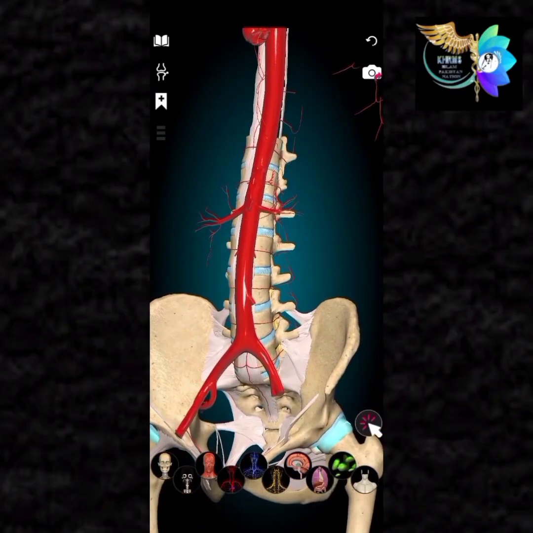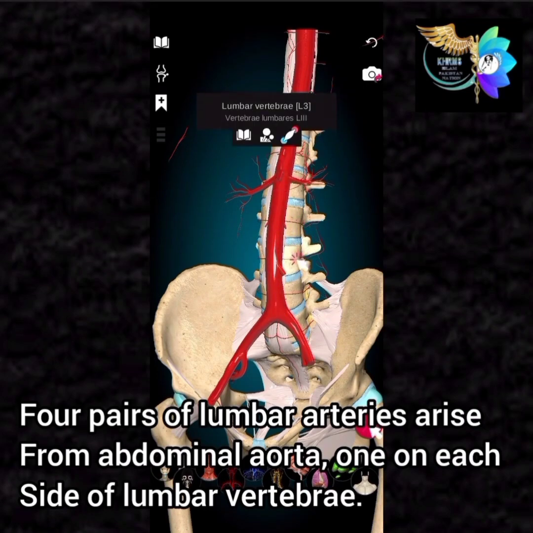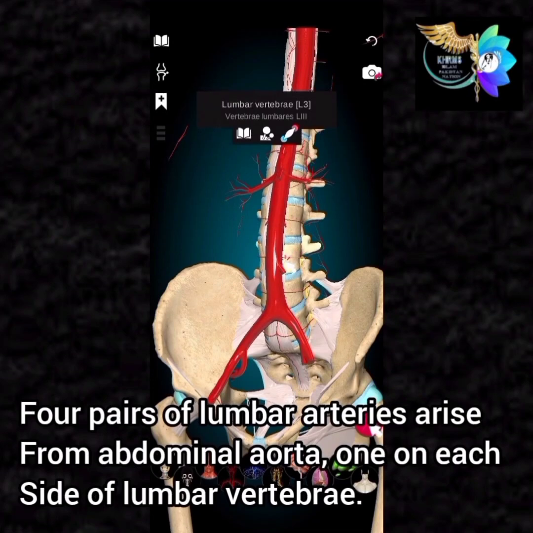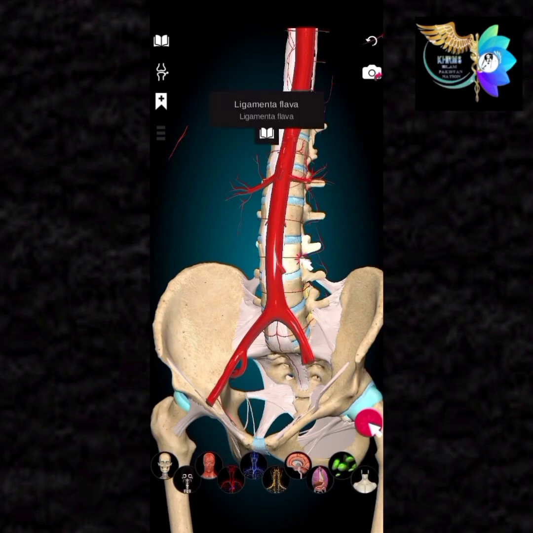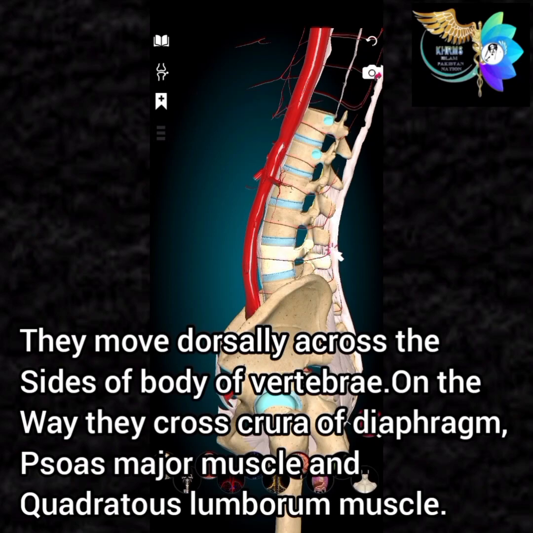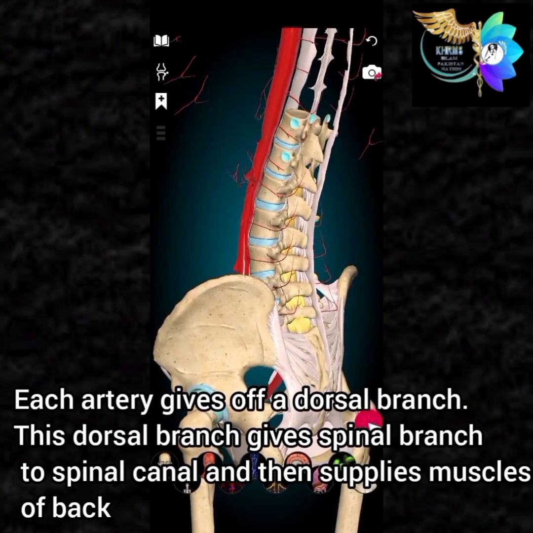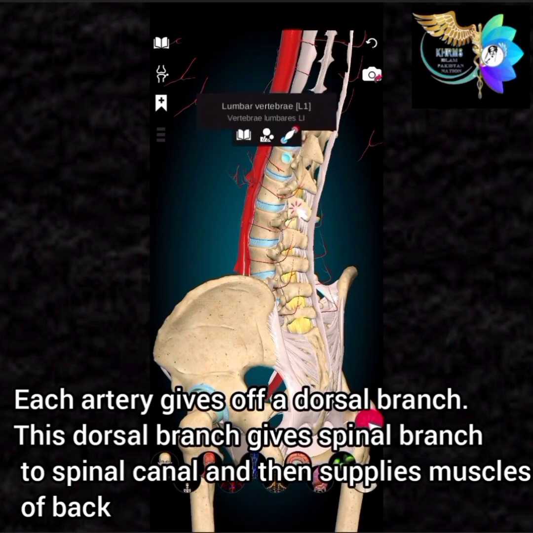Some other lateral branches of the abdominal aorta include 4 pairs of lumbar arteries that arise from abdominal aorta, one on each side of lumbar vertebrae. They move dorsally across the sides of body of vertebrae. On the way, they cross crura of diaphragm, psoas major muscle and quadratus lumborum muscle. Each artery gives off a dorsal branch. This dorsal branch gives a spinal branch to the spinal canal and then supplies the muscles of the back.